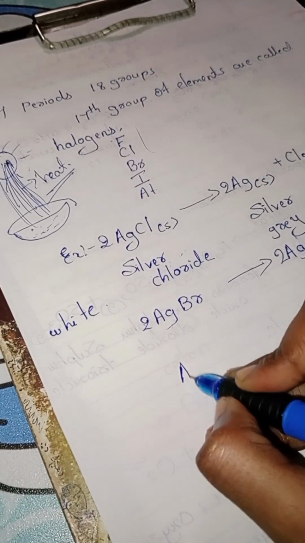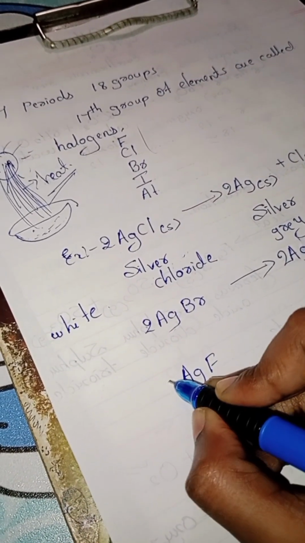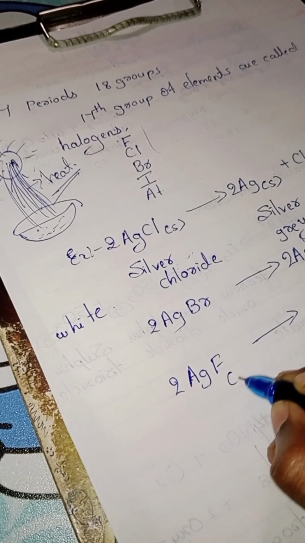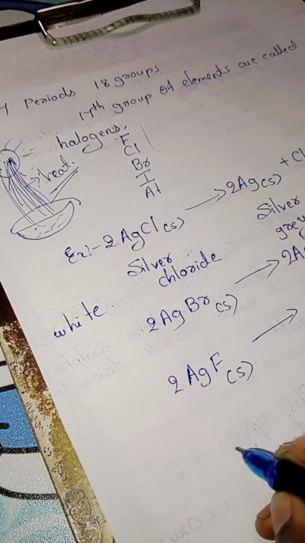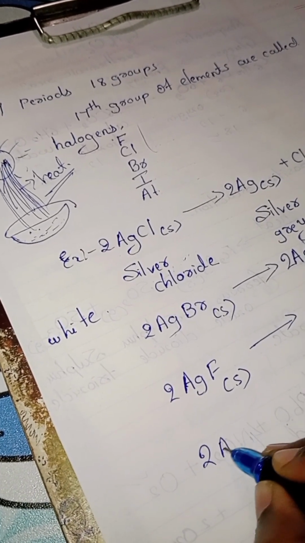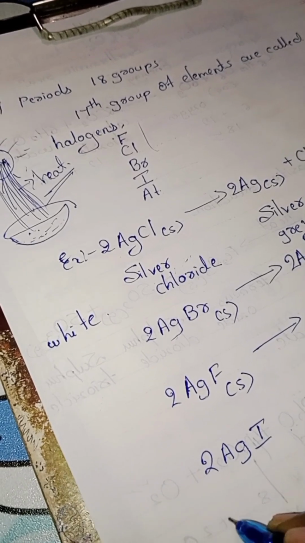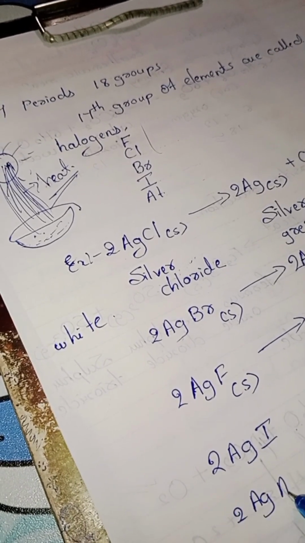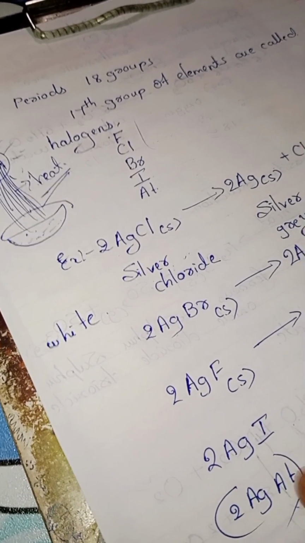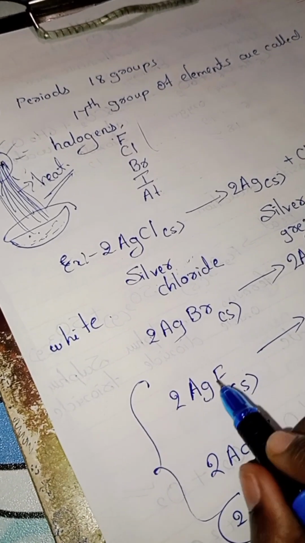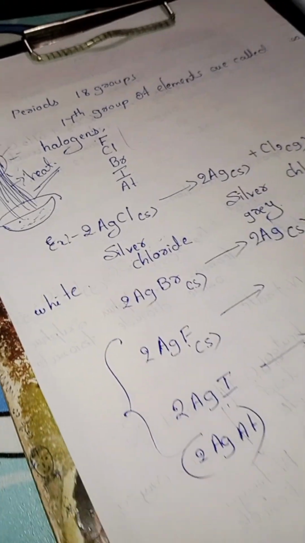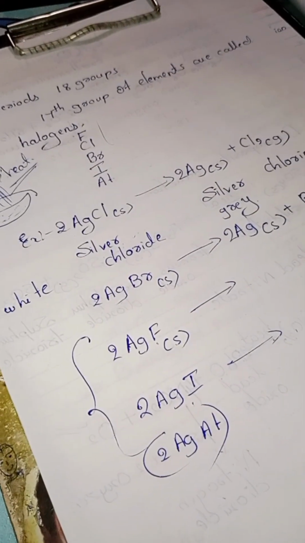So try it for AgF. Tell me the answer for this reaction, and for 2AgI and 2AgAt. Try it for fluorine and iodine. Comment to me what the answer is for this.